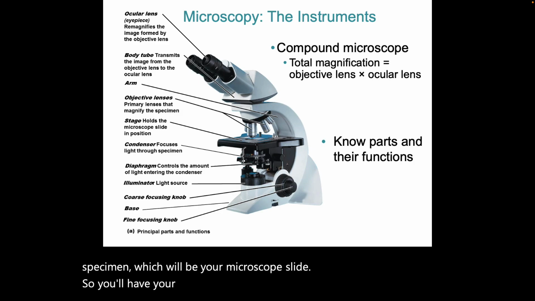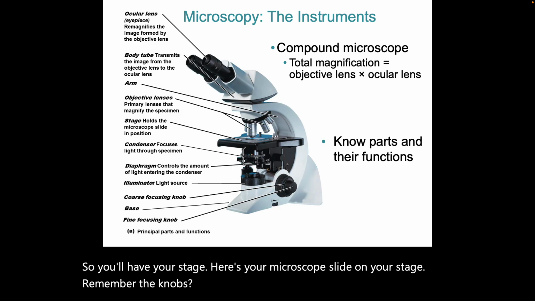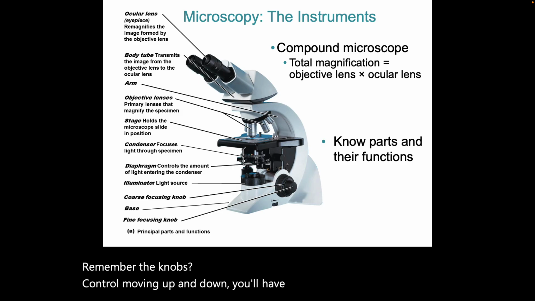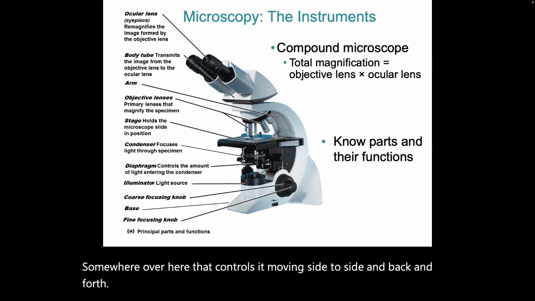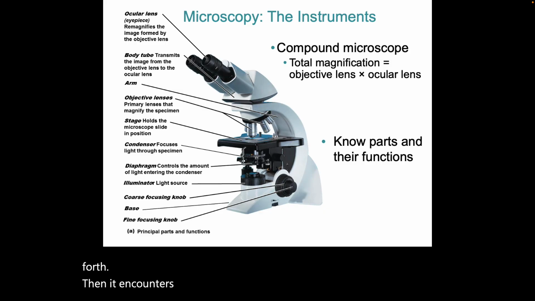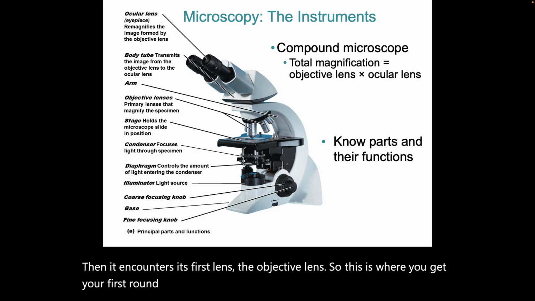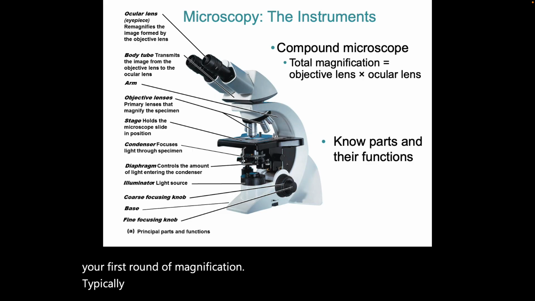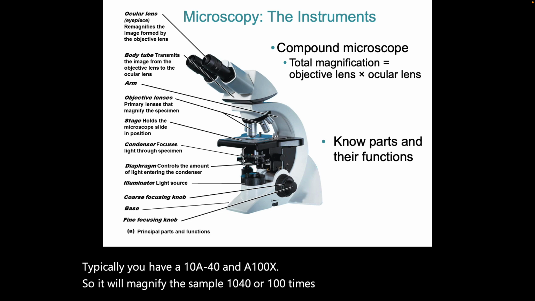Here's your microscope slide on your stage. Remember, the knobs control moving up and down. You'll have a little knob that comes off the side, somewhere over here, that controls it moving side to side and back and forth. Then it encounters its first lens, the objective lens. So this is where you get your first round of magnification. Typically, you have a 10, a 40, and a 100x objective lens. So it will magnify the sample 10, 40, or 100 times. And the 100 is your oil immersion.